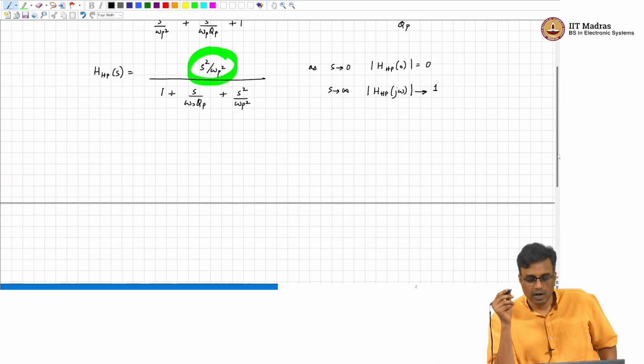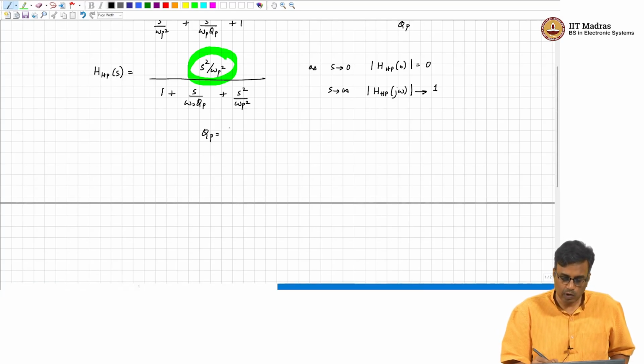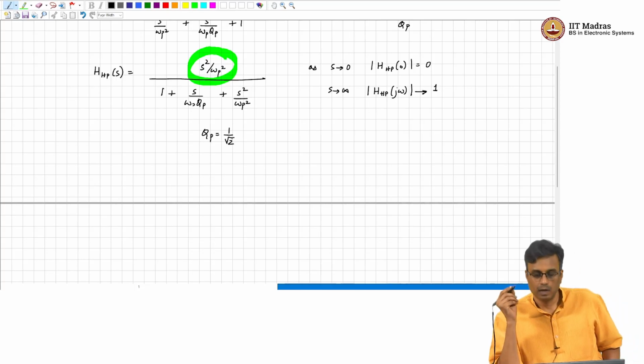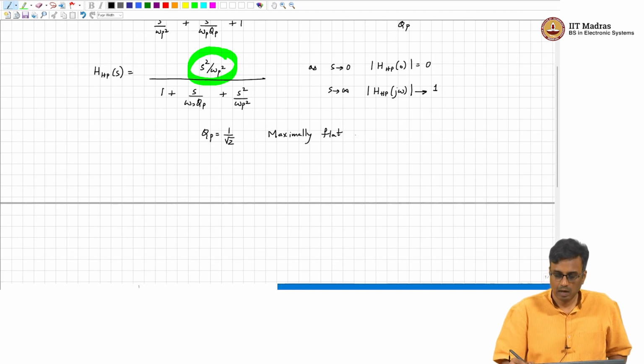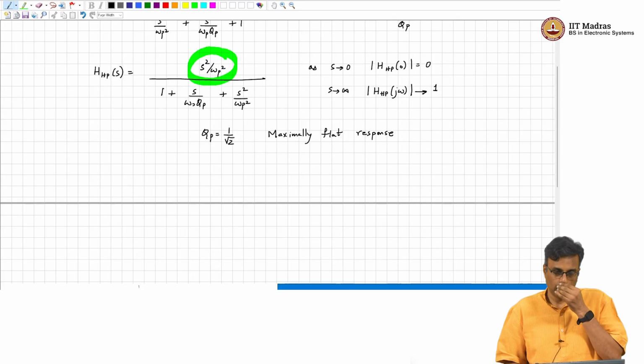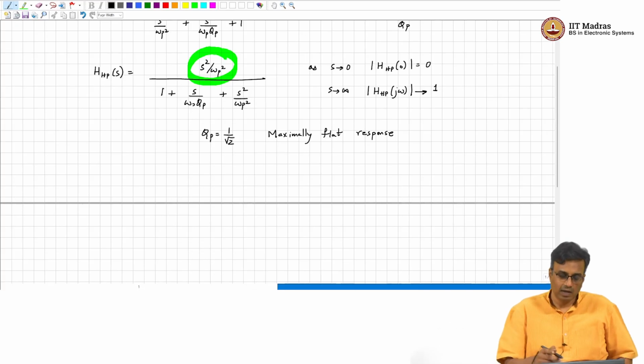So, now the next thing is, and again you can go and do the math and find that for the special case of Qp being equal to 1 by root 2, you will basically end up with a maximally flat response, just like in the low pass filter case.